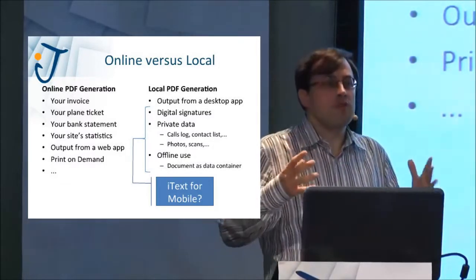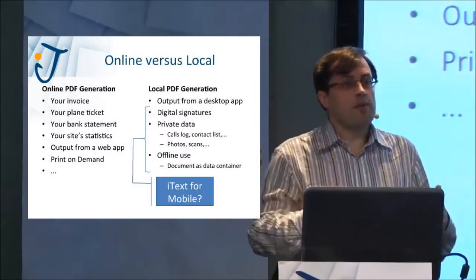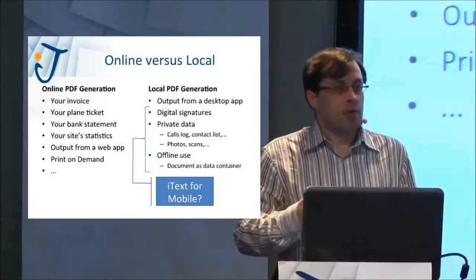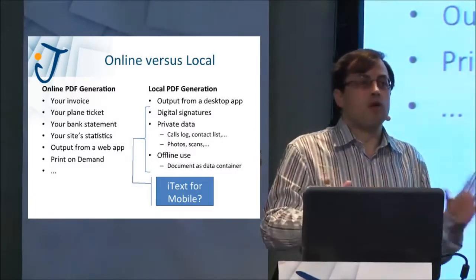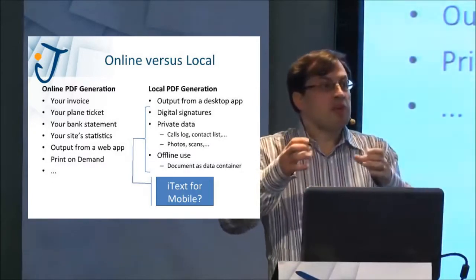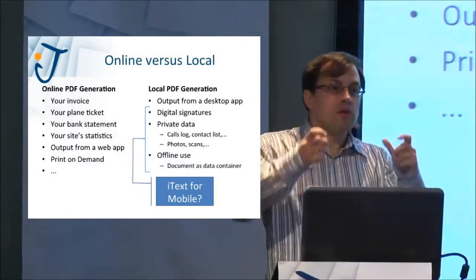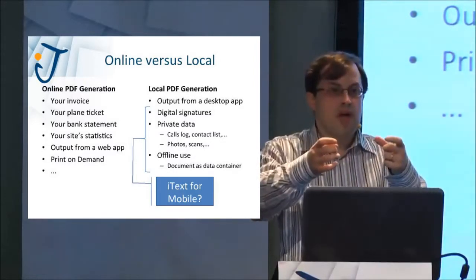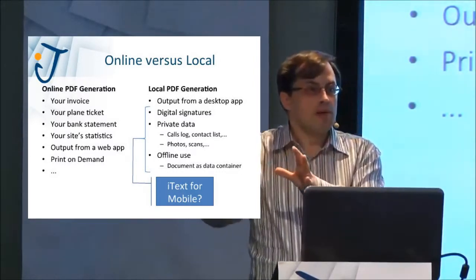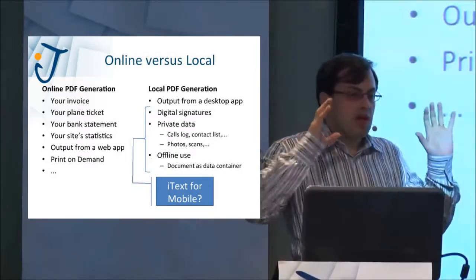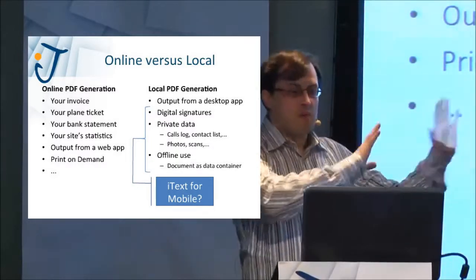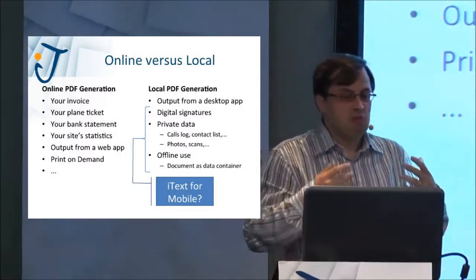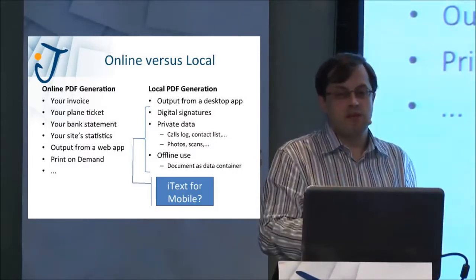It doesn't even have to be a PDF. For instance, Faber and Faber, that's a publisher of books. They have a lot of books that are out of print, and you want that book that is out of print. Well, you can order it, and using iText, they create a nice PDF, and then they print the book on demand. So all of this remains on the server, but when does it make sense to create PDF locally?